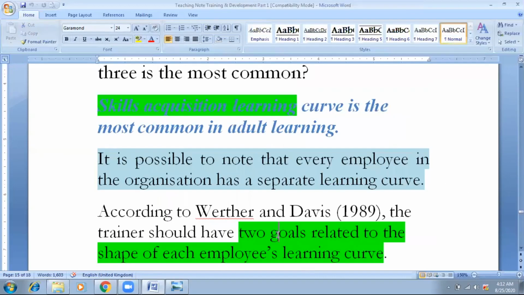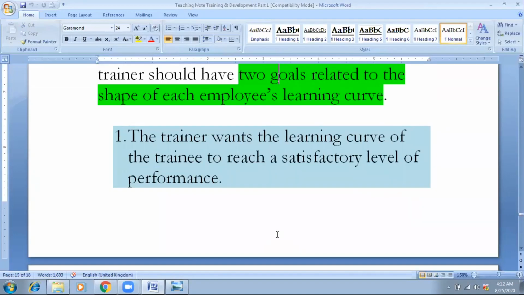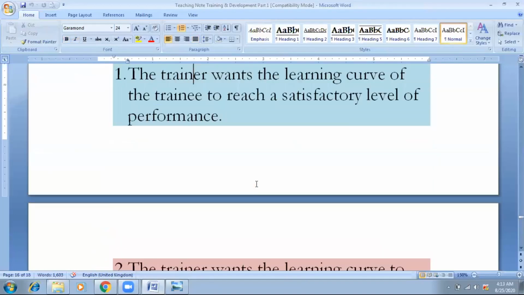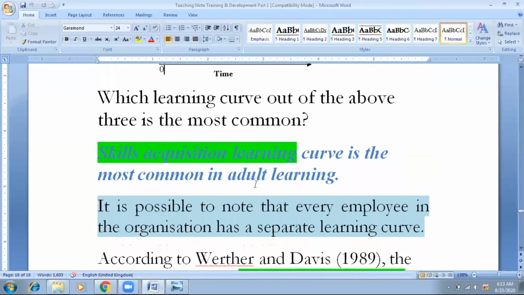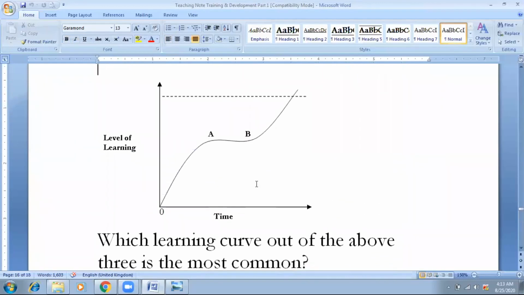And then the second goal: the trainer wants the learning curve to get to the satisfactory level as quickly as possible, without taking much time. There's a need of obtaining efficiency without wasting time. Take this example right here.